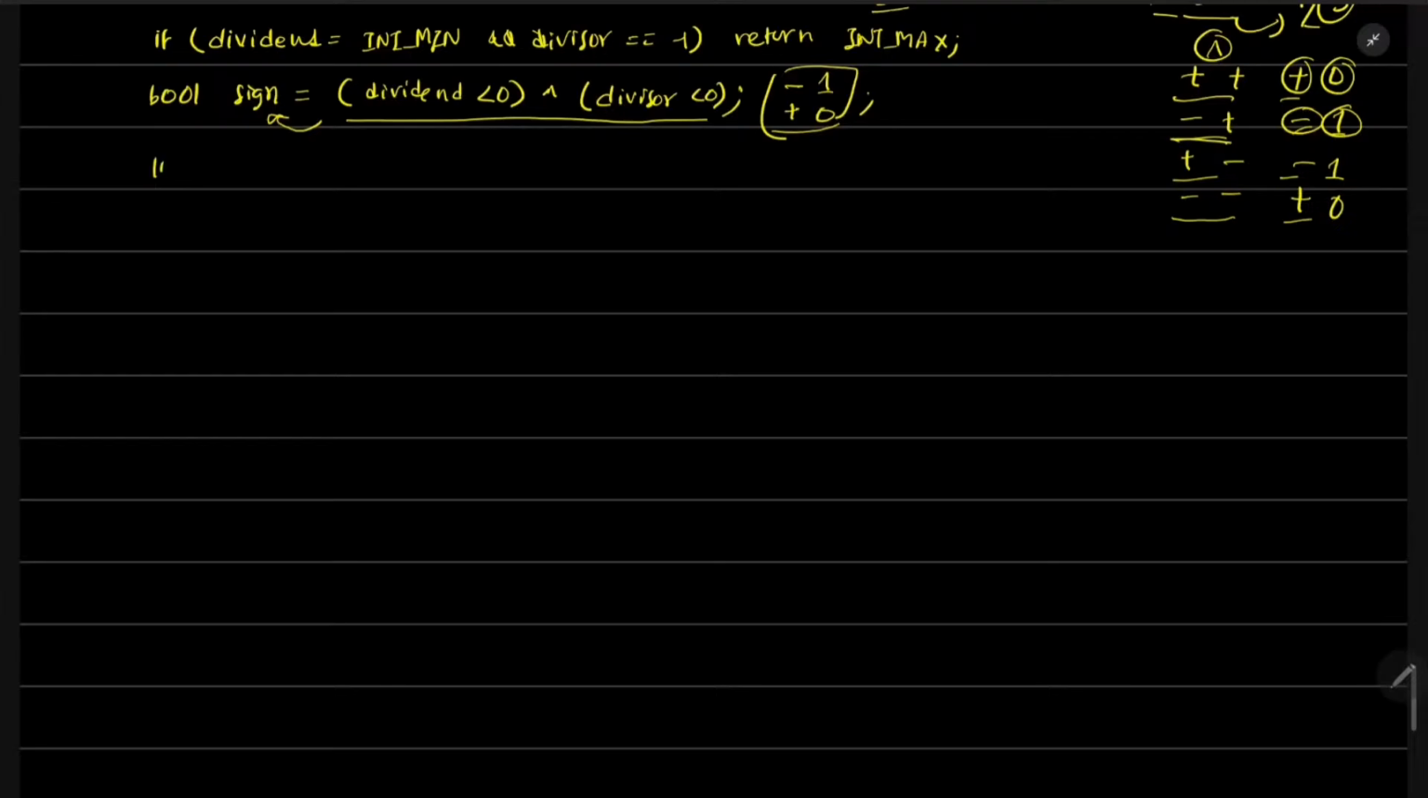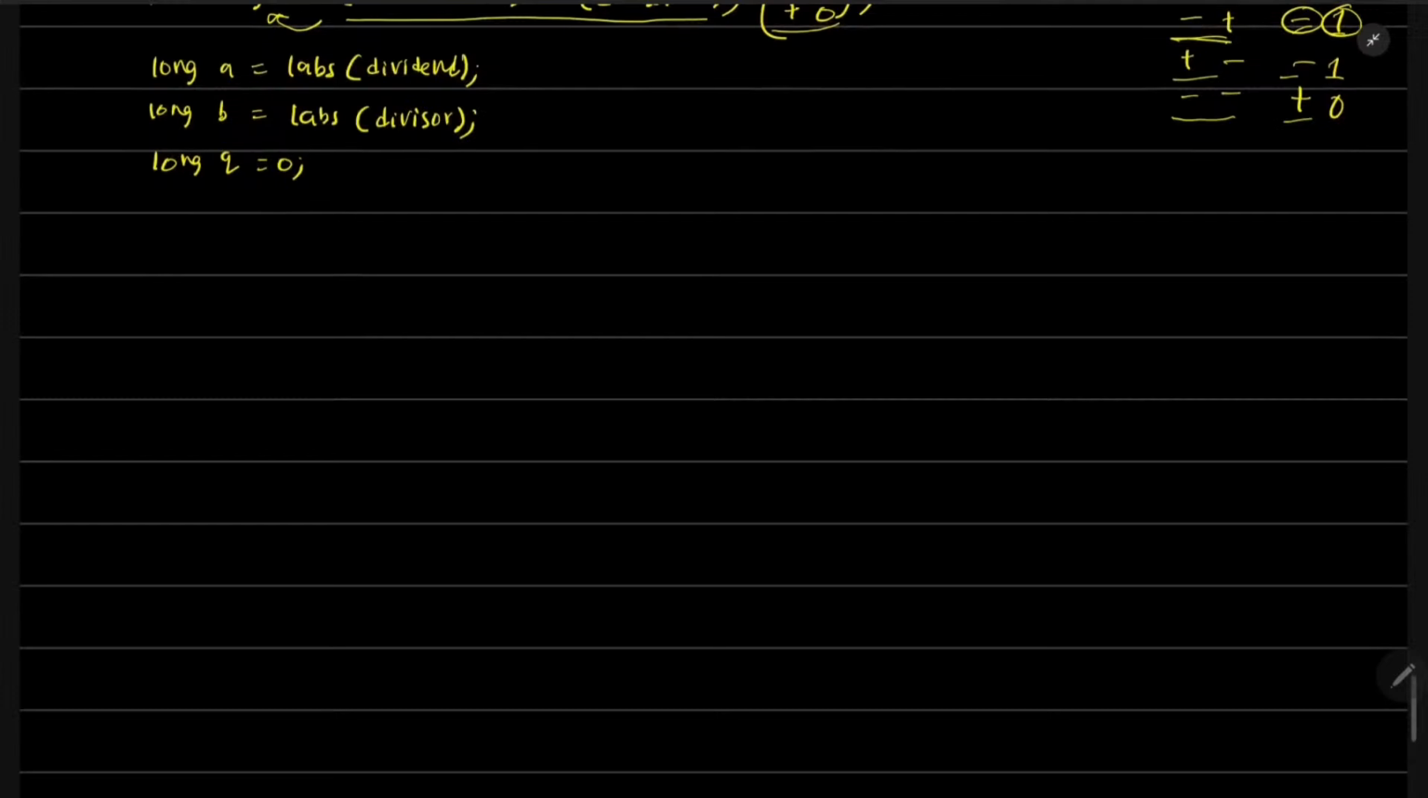Now we need to convert the dividend and divisor to absolute formats. This is a long, right? Let's take long of dividend, long absolute value of b, again absolute value of divisor, right? Now let's store the coefficient q here, right? What do you have to do?